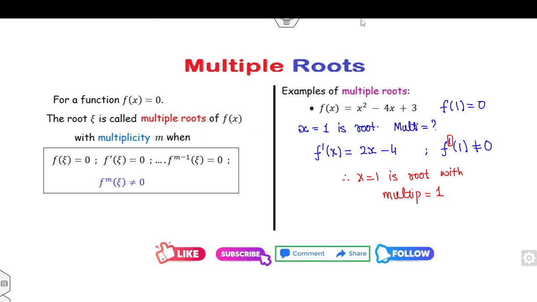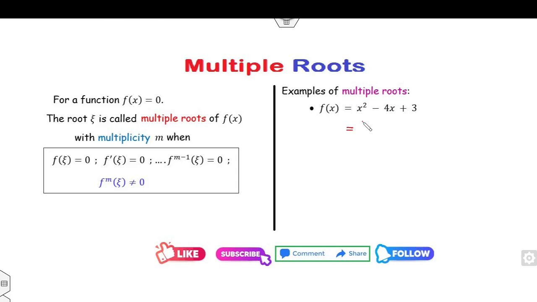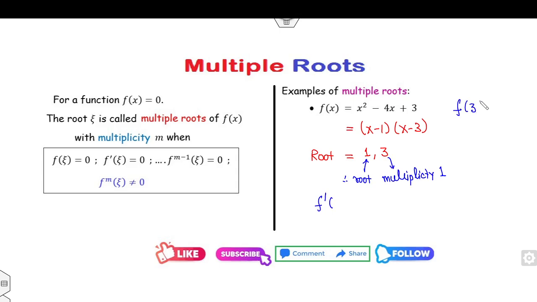There is one more method to find that. You can factorize this as (x minus 1)(x minus 3). Then the roots of this equation are 1 and 3. Clearly 1 is occurring only one time, so this is a root with multiplicity 1. Similarly 3 is a root with multiplicity 1. Again you can see what is the value of f of 3.